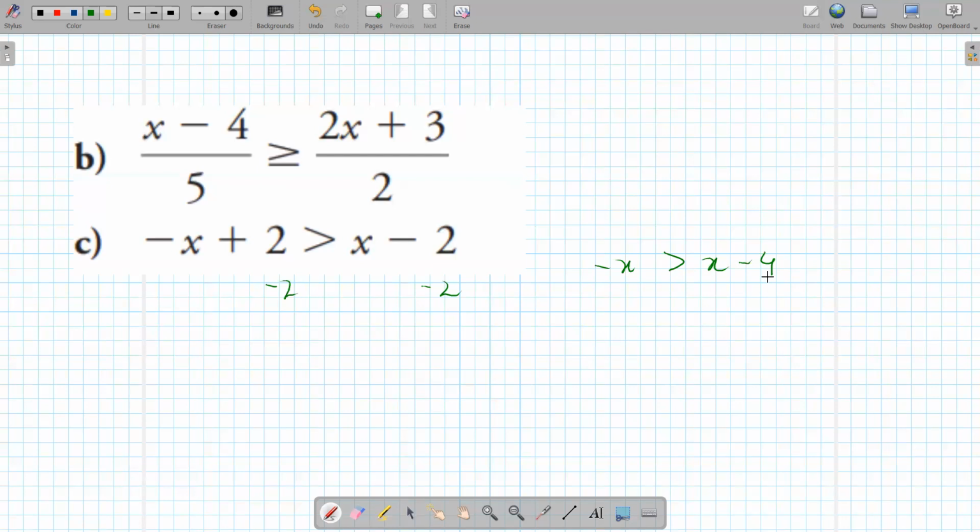Do you subtract x? Yes. So subtract x from both sides. This one and this one cancel out. Then we have negative 2x is greater than negative 4. And then just divide by negative 2, flip the sign, and done.